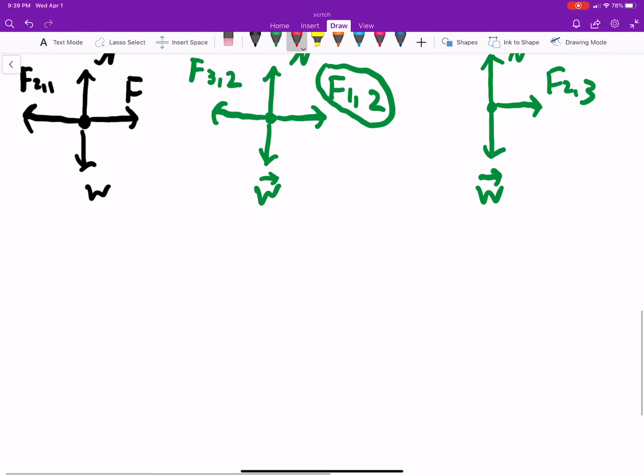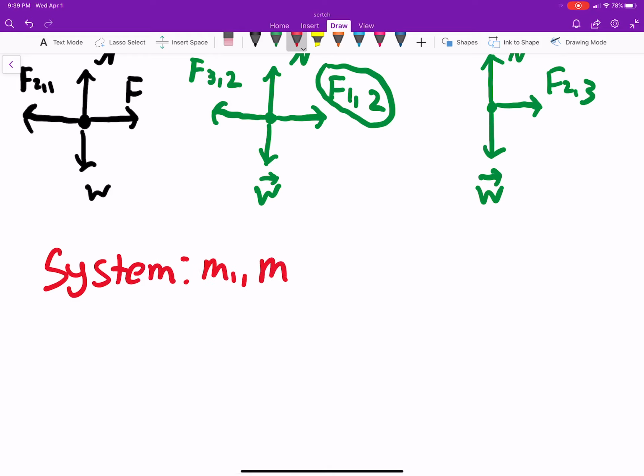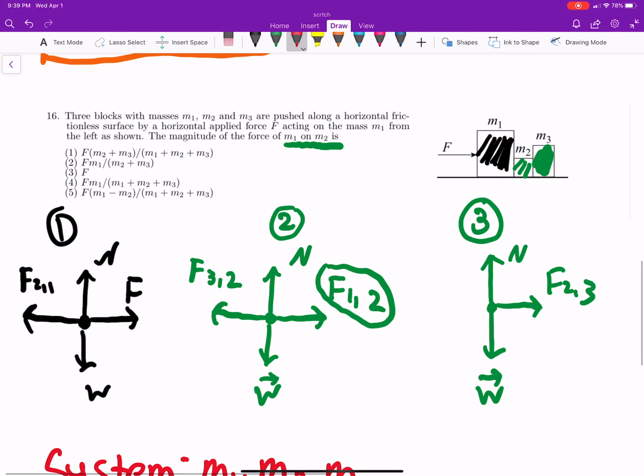Now let's consider a system being M1, M2, and M3. So just imagine that all three of these were one block.